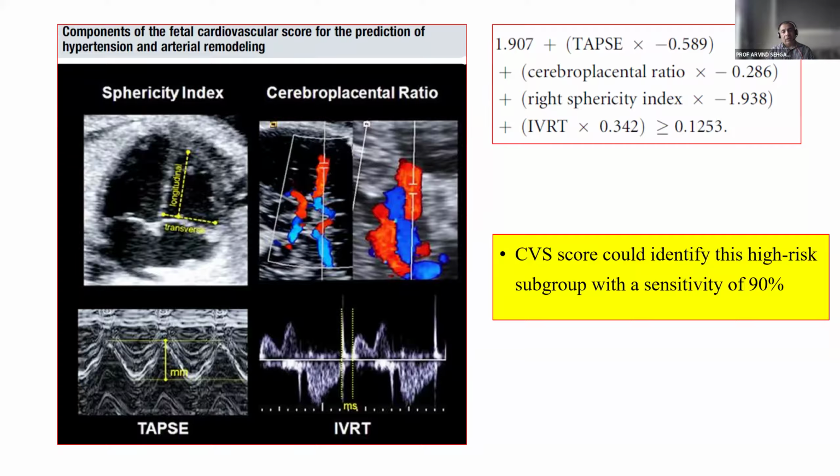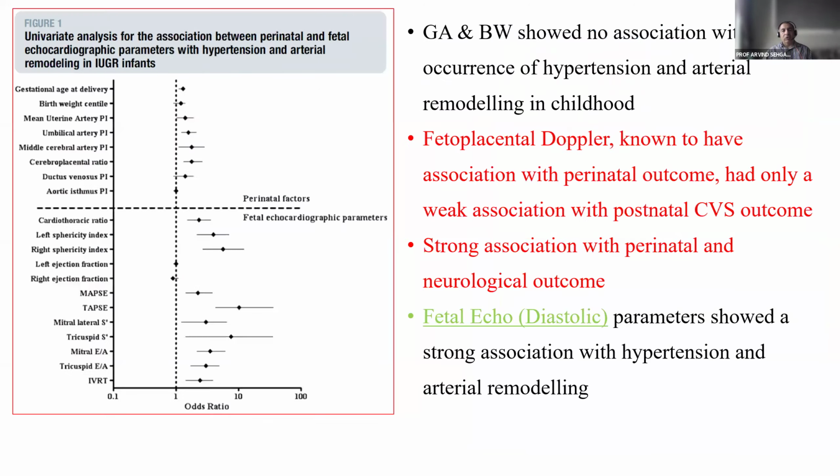So if resources were limited and you really wanted to focus on the highest risk groups, this particular score on fetal ultrasound can help you discern that population to be acted upon. The other important thing is that gestation and birth weight are not particularly associated with the occurrence of the outcomes in this study, but the fetal echo diastolic parameters are strongly associated.